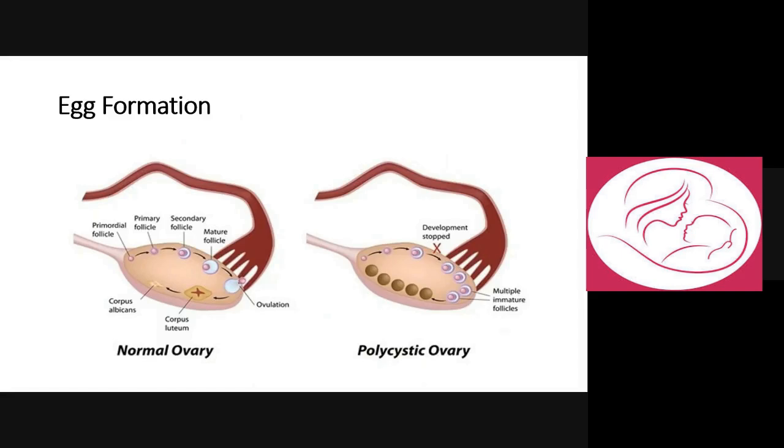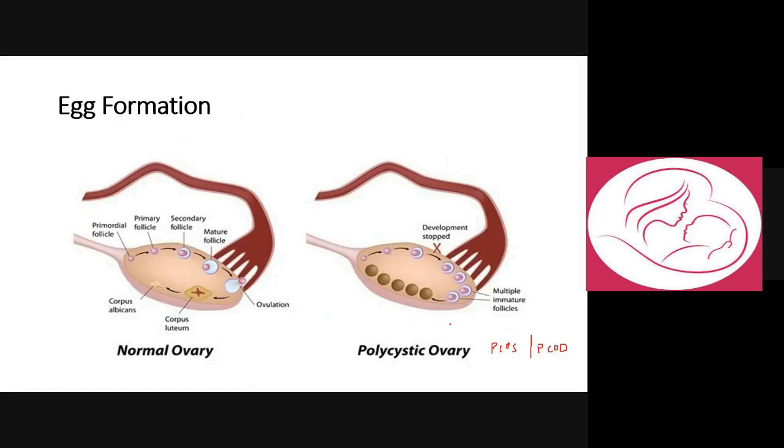And then ultimately, in a normal scenario, once the egg is released, the remaining part gets destroyed in terms of the corpus luteum and the corpus albicans, and so this is the destruction of the remaining part. So this is a healthy ovary, the functioning of a healthy ovary. Now, since the diagram also has a mention of polycystic ovary, and this is also quite common nowadays, we basically call it PCOS or PCOD.